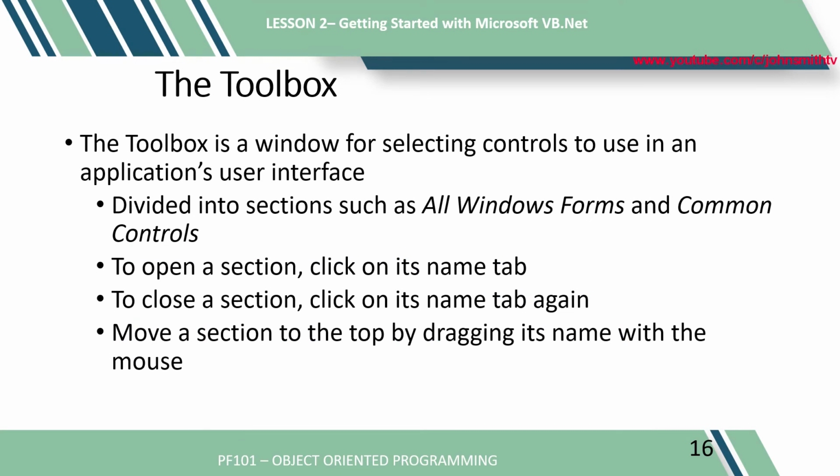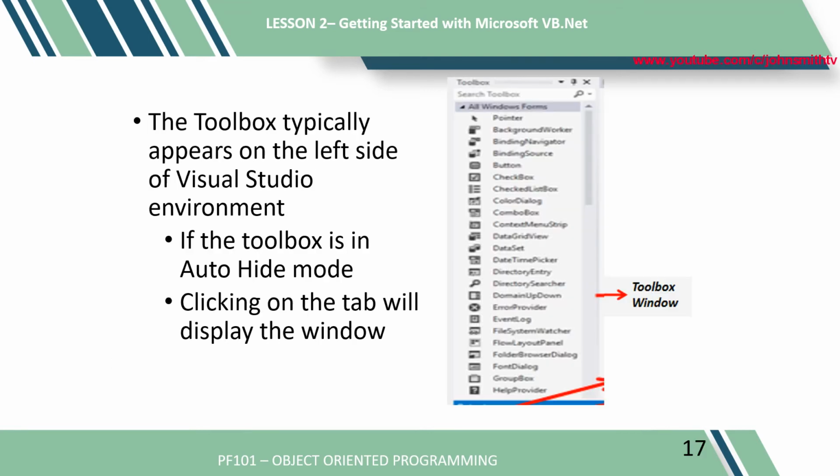The toolbox is a window for selecting controls to use in an application's user interface. It is divided into sections such as All Windows Forms and Common Controls. To open a section, click on its name tab. To close a section, click on its name tab again. Move a section to the top by dragging its name with the mouse. The toolbox typically appears on the left side of the Visual Studio environment. If the toolbox is in auto hide mode, clicking on the tab will display the window.